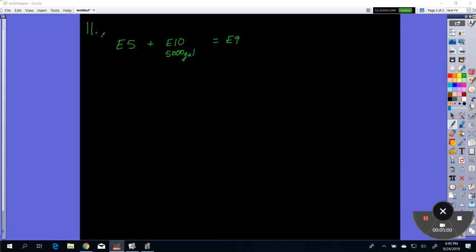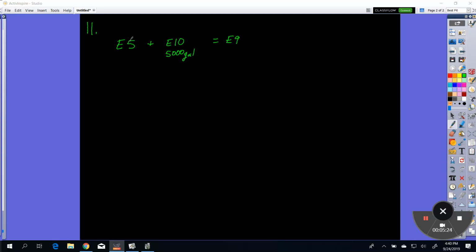So we now go to problem number 11, and it's an application involving mixtures. It says ethanol fuel mixtures have E numbers that indicate the percentage of ethanol in the mixture by volume. For example, E10 is a mixture of 10% ethanol and 90% gasoline. How much E5 should be mixed with 5,000 gallons of E10 to make an E9 mixture?